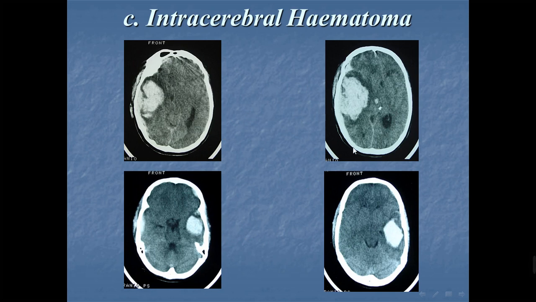For example, this one, you can see that there is no midline shift. So the midline is still in its place, and it can be treated conservatively. While this one, the shifting of the midline, compression of the ventricles, I think that this one is in need of surgery rather than this one.